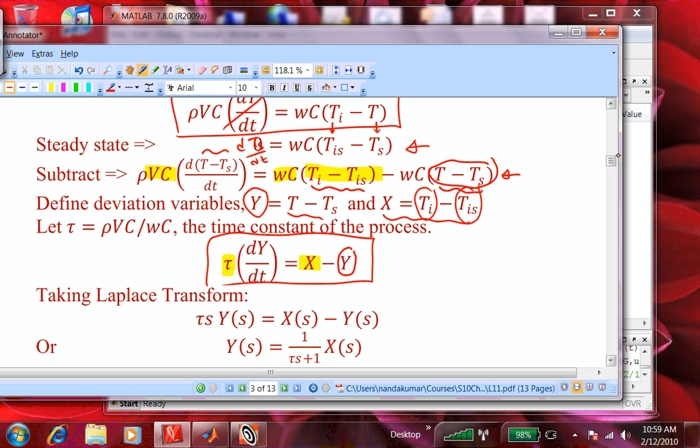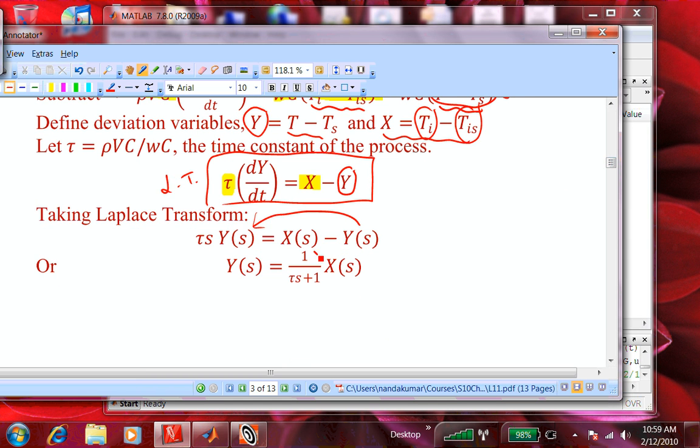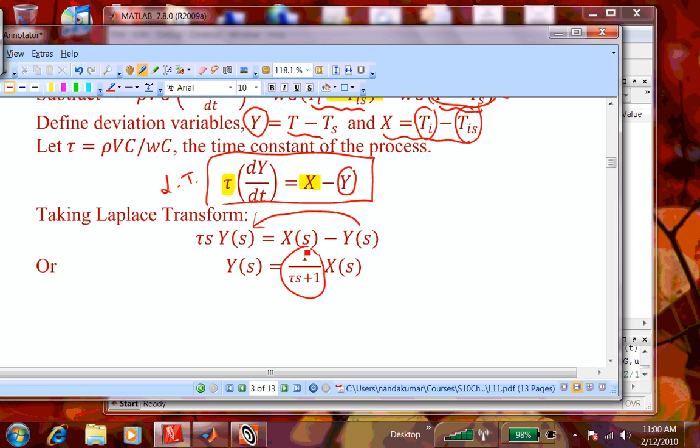Okay, so take the Laplace transform of this, and for the derivative you're going to get s times y of s. Tau remains as it is. On the right hand side, this is x of s, and this is y of s. Now combine this y of s, and you get, lo and behold, exactly the same type of transfer function. So physically a different problem with a different physical time constant.